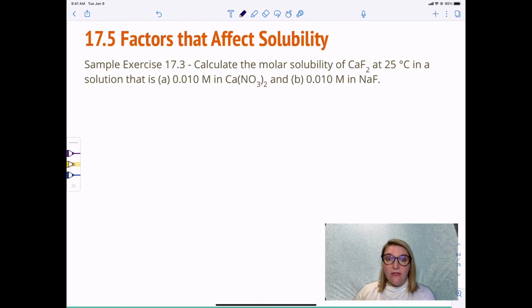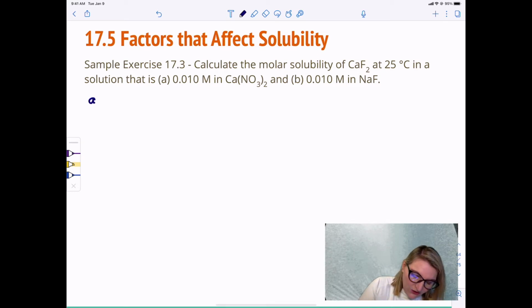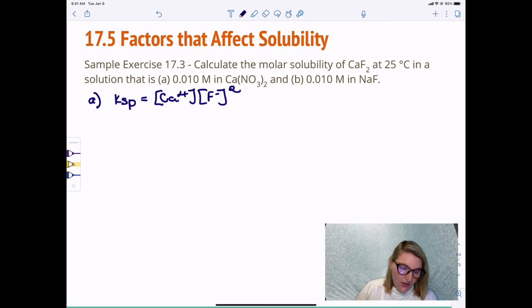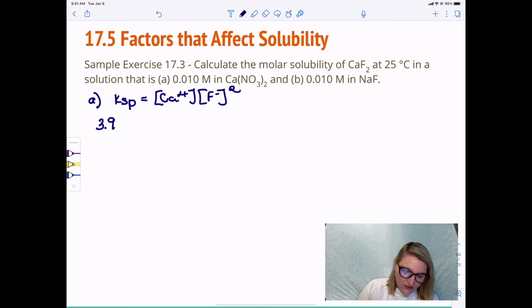This sample exercise just asks us to actually calculate that with actual numbers. It says calculate the molar solubility of calcium fluoride at 25 degrees Celsius in a solution that is 0.010 molar calcium nitrate and 0.010 molar sodium fluoride. So if I choose A, the Ksp would be equal to the concentration of the calcium ion times the concentration of the fluoride ion squared. And the Ksp from the previous example is 3.9 times 10 to the negative 11.